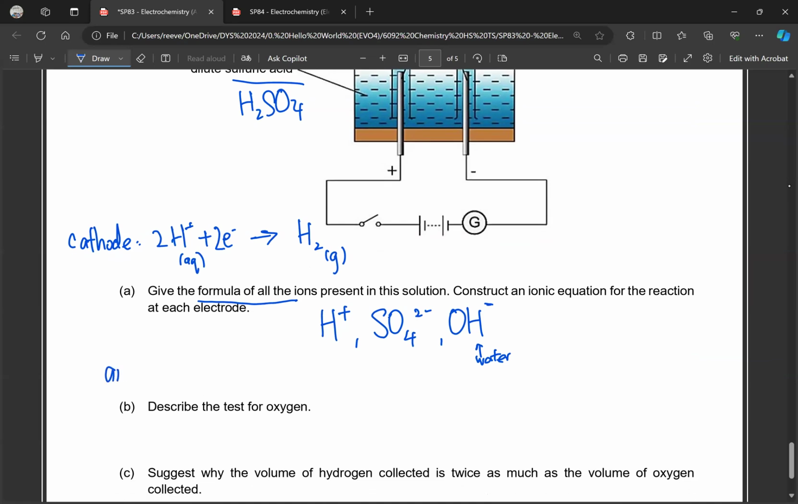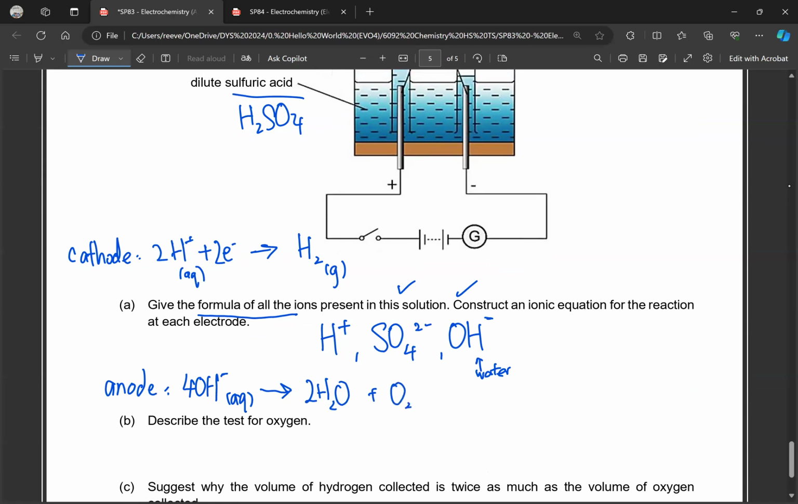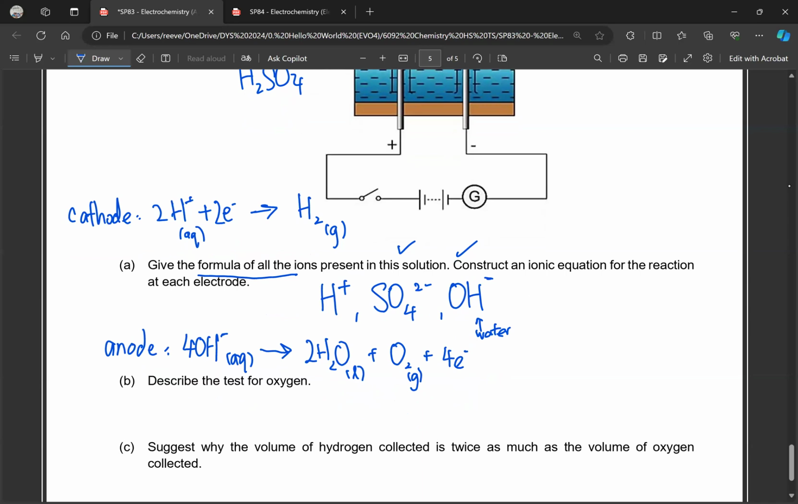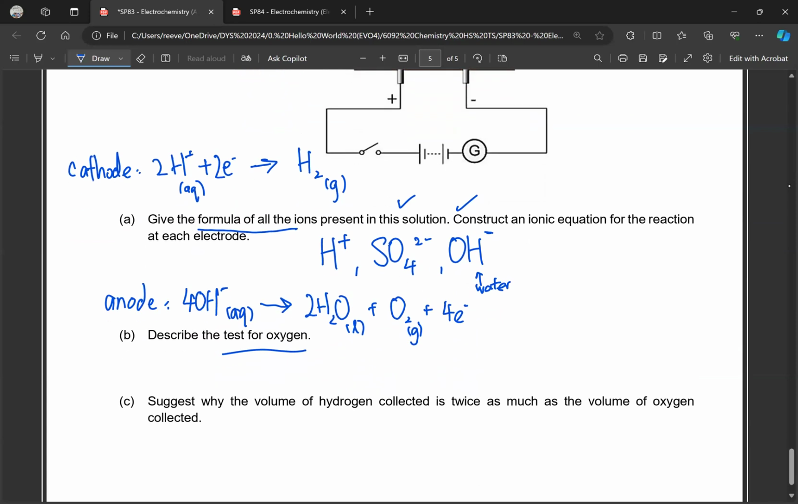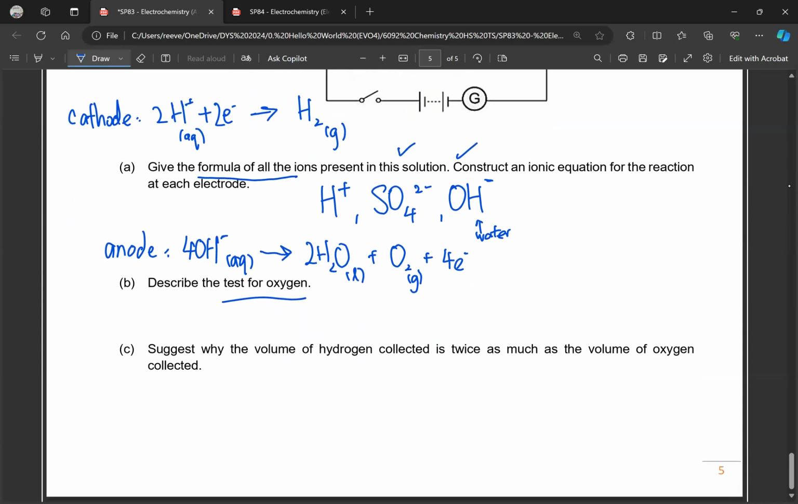Then anode. Look at the ions, you have 2 of them. Then confirm it is the OH- one. So you either go and memorize, I suggest you go and memorize, 4OH- gives you 2H2O plus O2 plus 4e-. Any question? Cathode and anode are done. Next, test for oxygen. I trust you know how to write the test for oxygen: you insert a glowing splint and it rekindles.